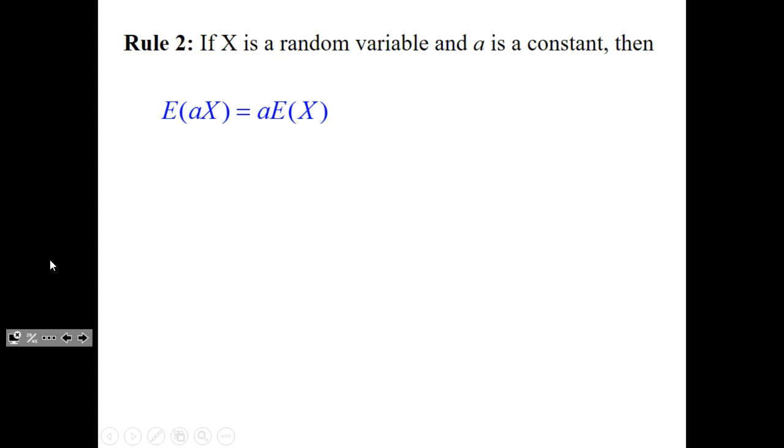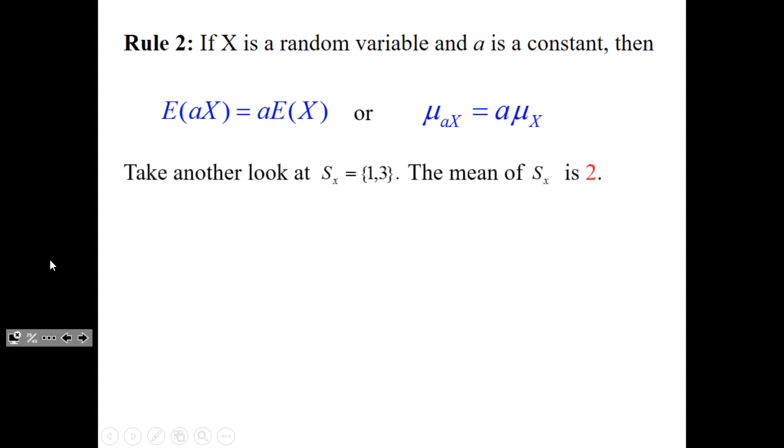Now, next we have, what if x is a random variable and a is a constant, but this time I'm going to multiply it. So I'm going to multiply some constant times everything. Well, the rule says the expected value of a times x is equal to a times the expected value of x. Or I could call it mu sub ax, which is equal to a times mu of x. It's the same thing, just a different format of writing it.